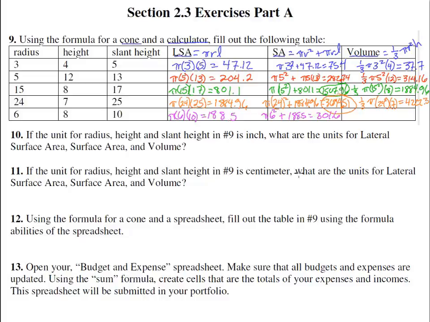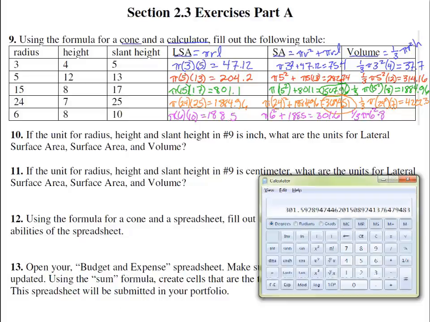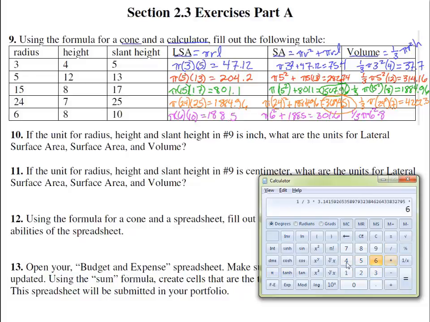Okay, and the volume is going to be 1/3 pi times r squared, so 6 squared, times the height, which is 8. All right, so let's punch those in the calculator. 1/3 times pi times 6 squared times 8 equals 301.59.